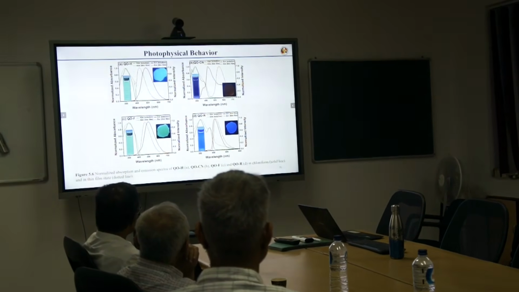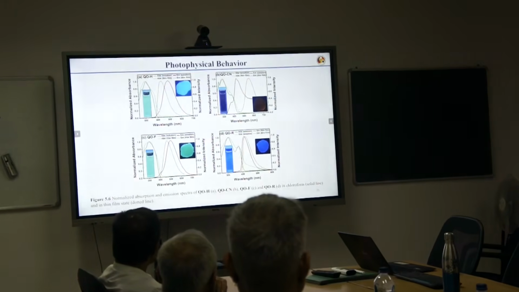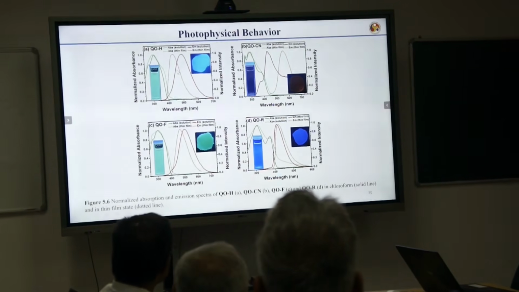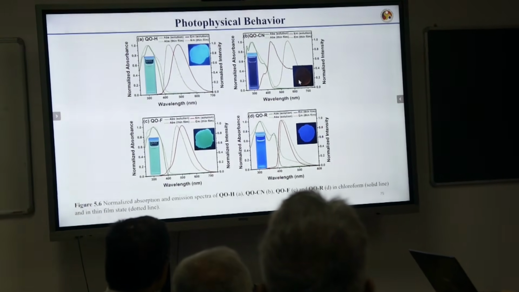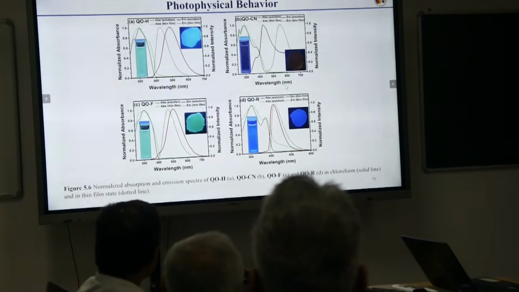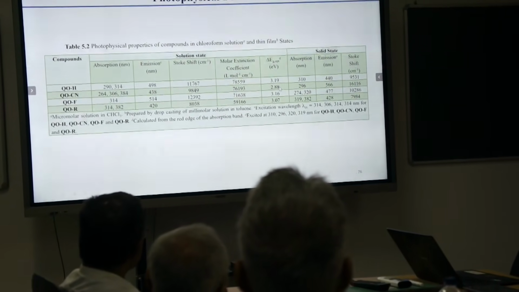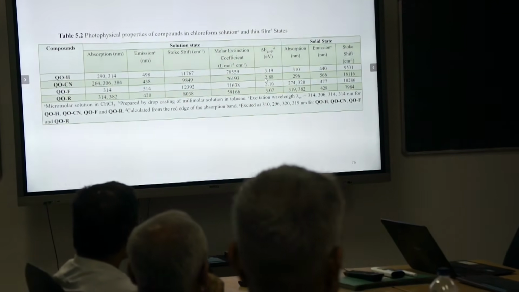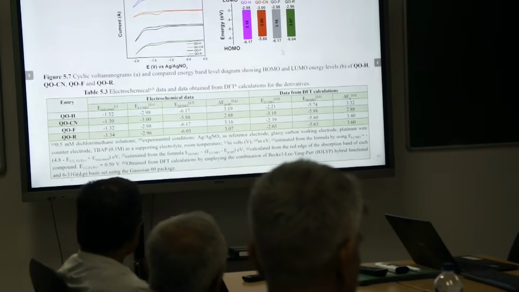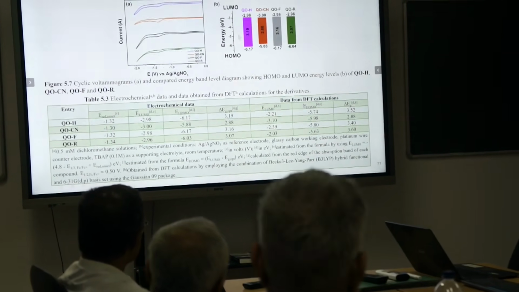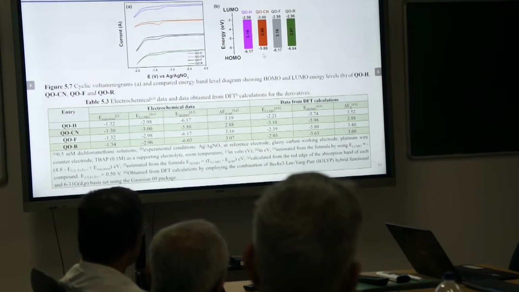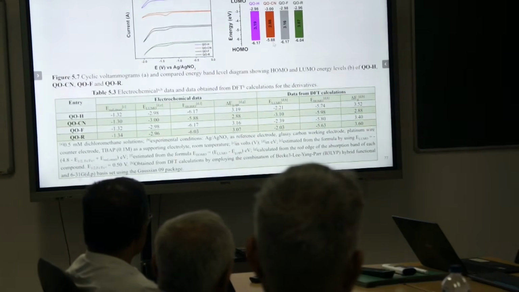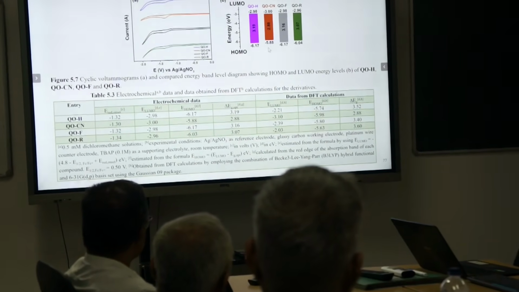In solution state, all the derivatives showed similar absorption cycle, but in the solid state, the derivatives showed either blue shift or red shift, suggesting the formation of aggregates. And again, just like observed in the second chapter, the cyano-substituted has a reduced band gap value. And from cyclic voltammetric study, we have calculated the HOMO and the LUMO, and from the CV, the HOMO value obtained for cyano-substituted was found to be slightly higher than those of other derivatives.